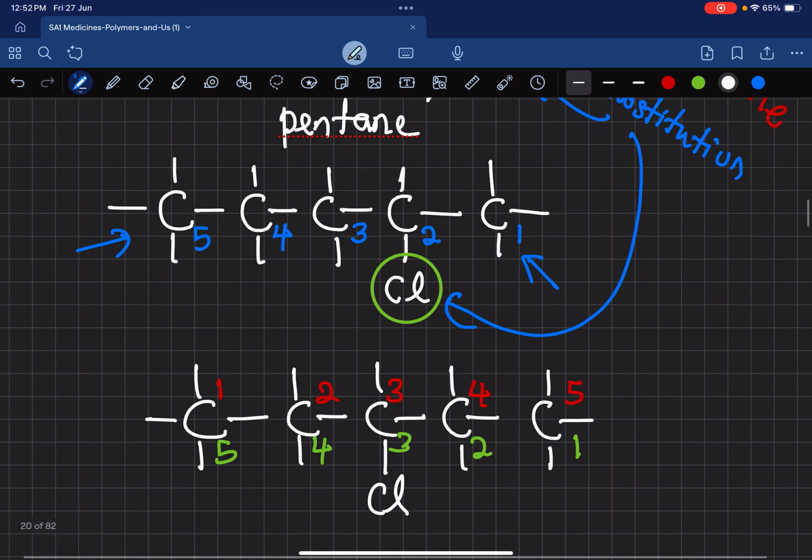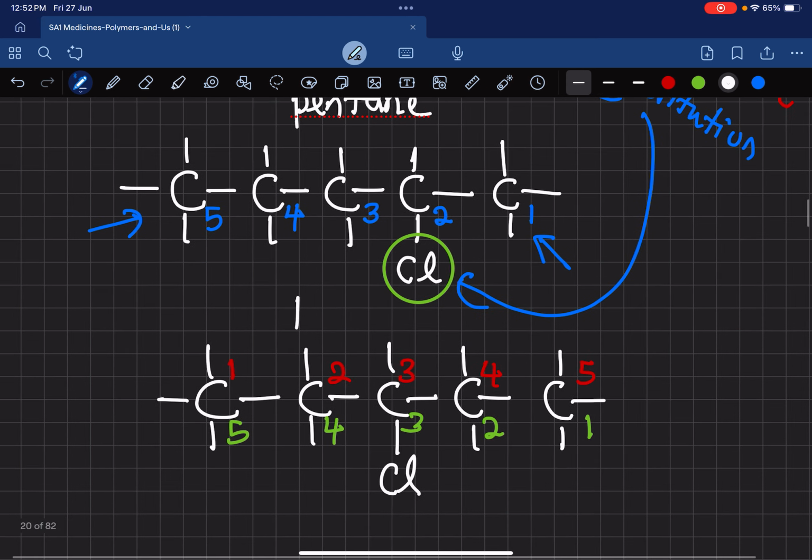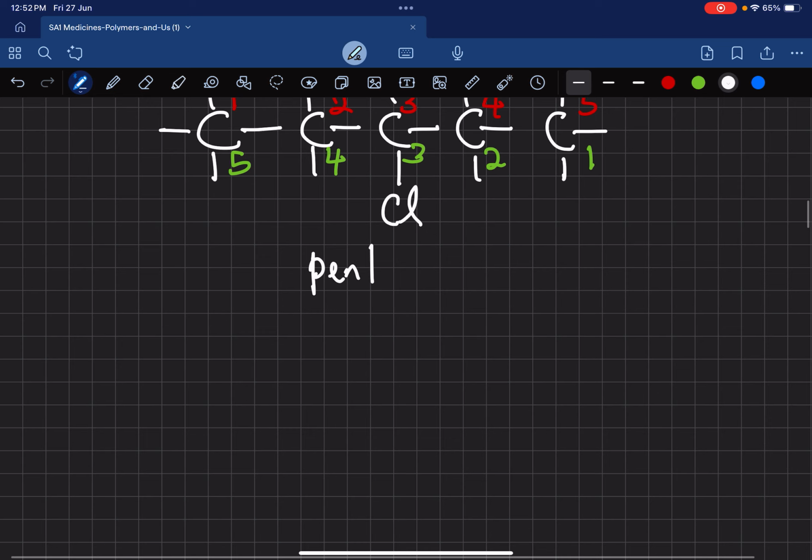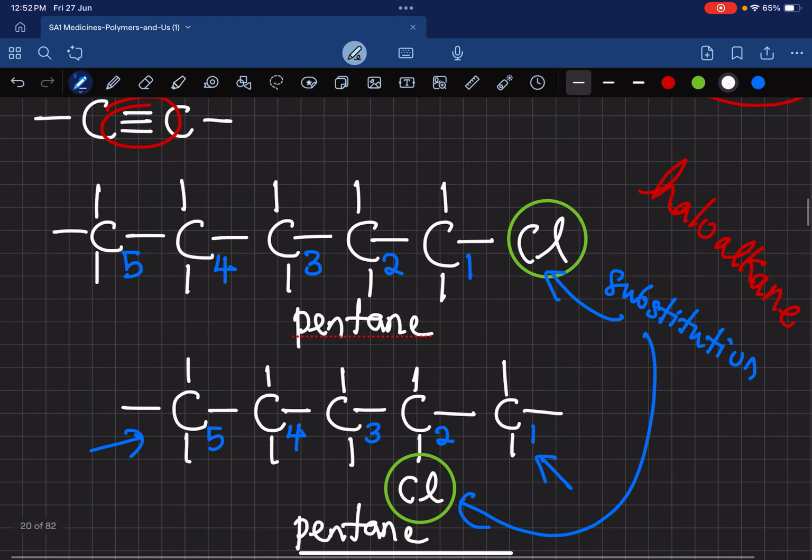This is also called pentane. All of them are pentane. So pentane, 5 carbons. They're all pentanes, and in this case, chlorine is at number 1.